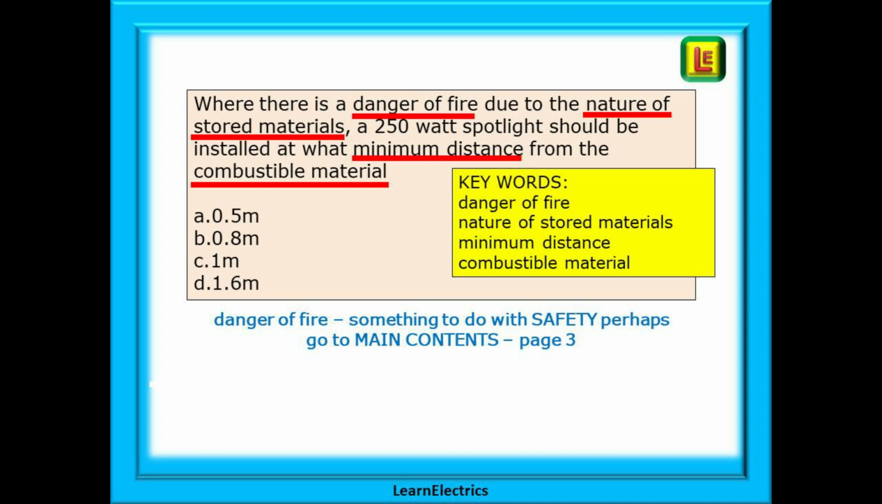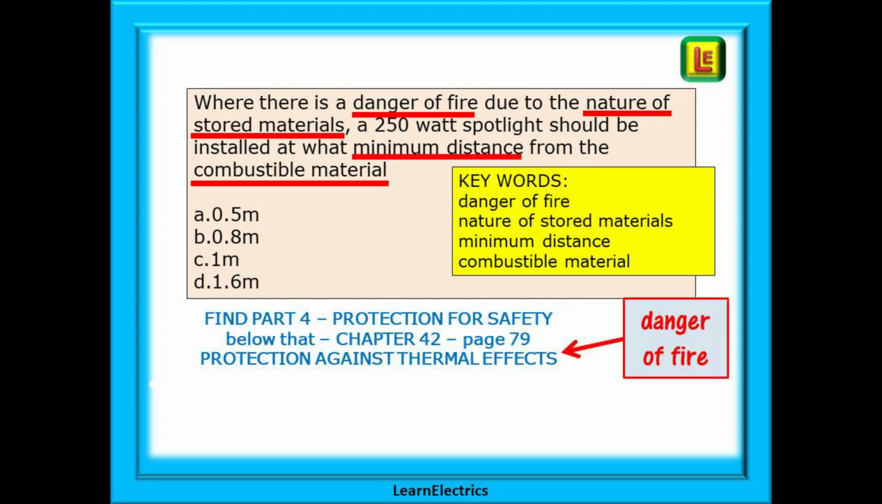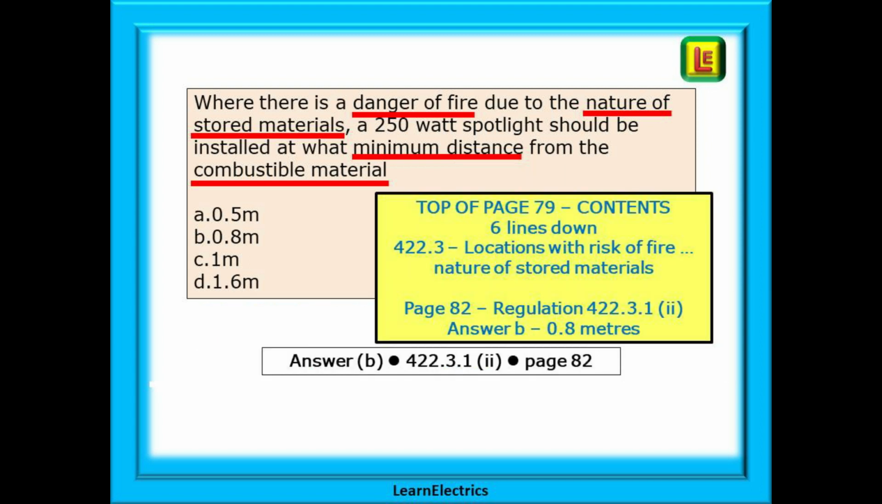Danger of fire should tell us that it is to do with safety. So let's visit our go-to page, the main contents, on page 3. Find part 4, Protection for Safety, and below that is chapter 42, page 79. It is called Protection Against Thermal Effects. Isn't that the same as danger of fire? Go to page 79 now. At the top of page 79 is another more detailed contents just for this section.